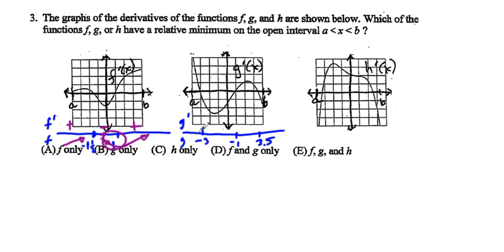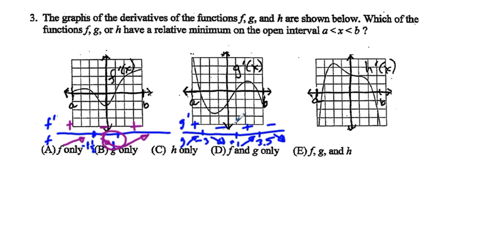G prime is positive. The function is increasing to the left of -3. The function is below the x-axis over the next interval, so it's going down. And then between -1, this is supposed to be positive. Between -1 and 3.5, the function is above the x-axis. And to the right of 3.5, negative.